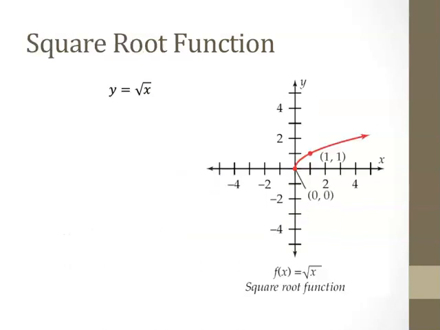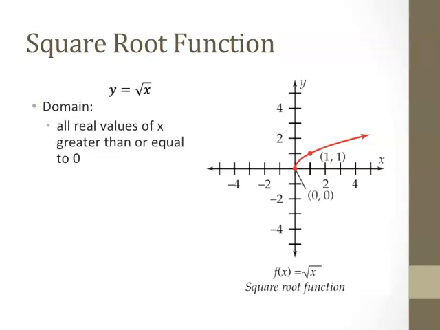The next one is the square root function, so y equals the square root of x. Now, your domain, you'll notice for your values of x, it can be from 0 to anything higher than that, but nothing negative. Now that comes directly from the function itself. You can't have a negative under the square root. So the domain is all real values of x greater than or equal to 0.